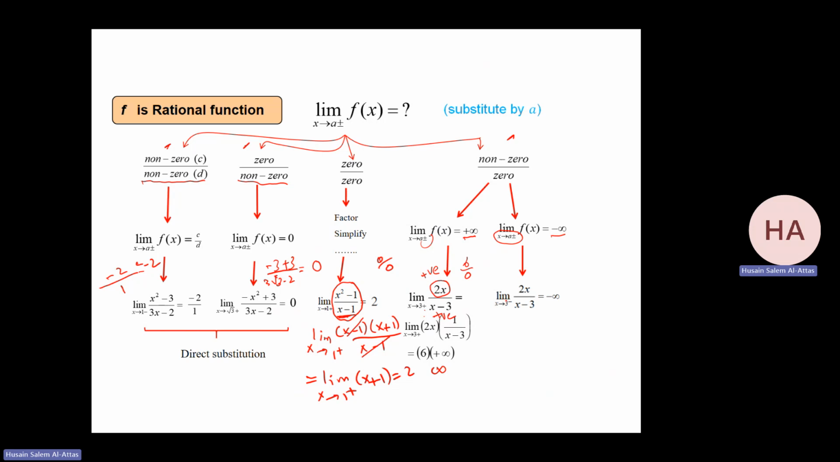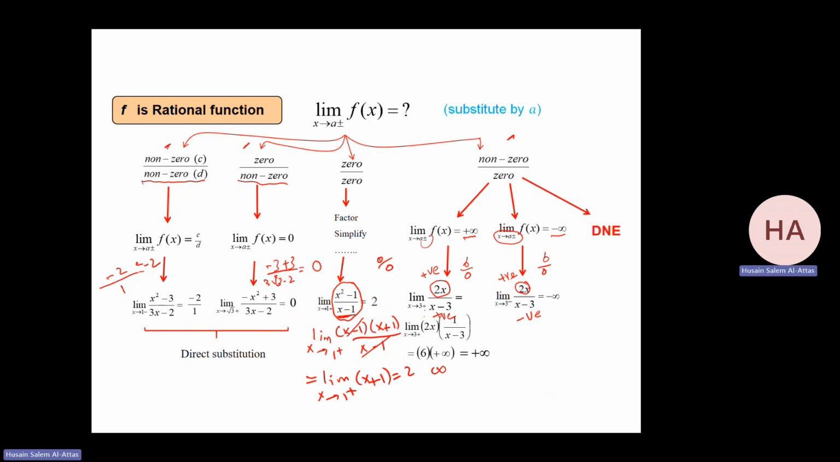Now be careful. It's still 6 over 0, so I'm getting either plus or minus infinity since I'm doing it from the left. So I have to check the sign. If we substitute 3 from the left, like 2.999, this is positive, and 2.99 minus 3 will be negative. So the answer is minus infinity.